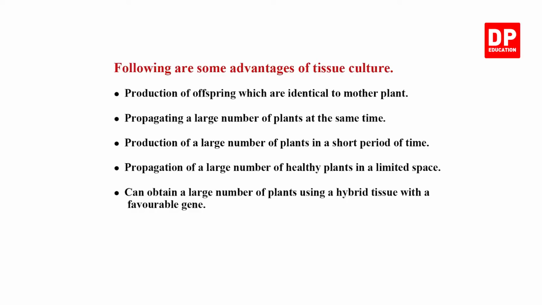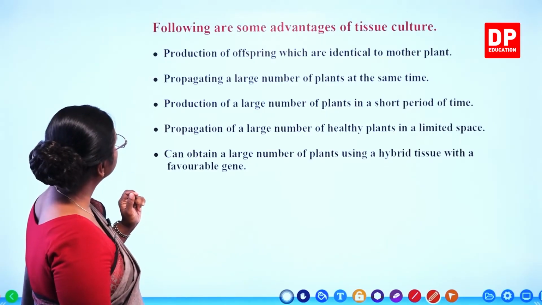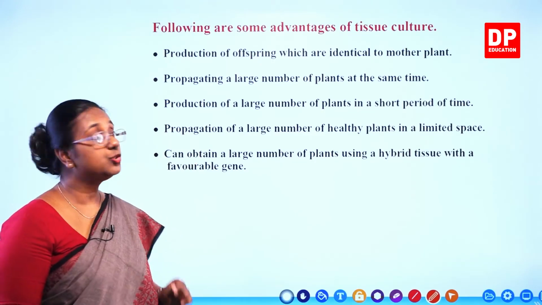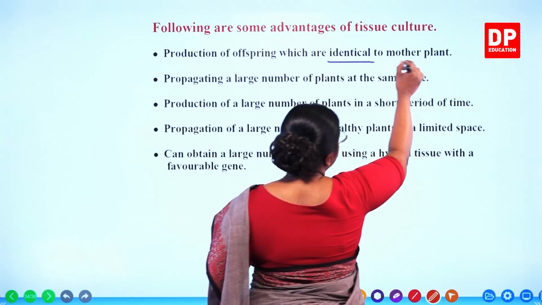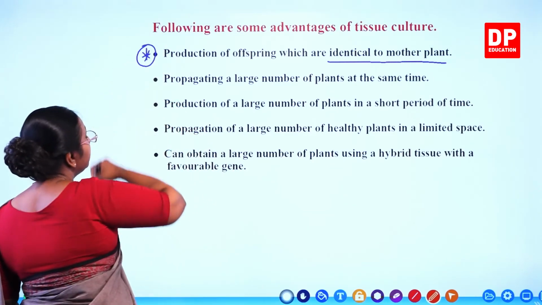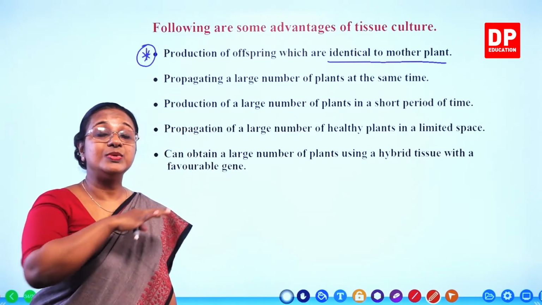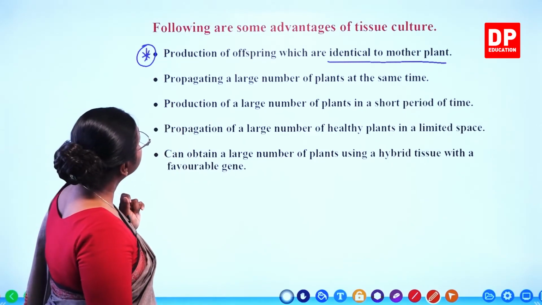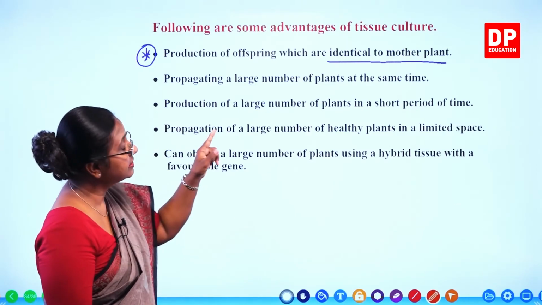Following are some advantages of tissue culture. When we say advantages of tissue culture, production of offspring which are identical to the mother plant. So, here identical to the mother plant, that is one advantage. If you want a large number of plants which are identical, this is the best method. Propagating a large number of plants at the same time.